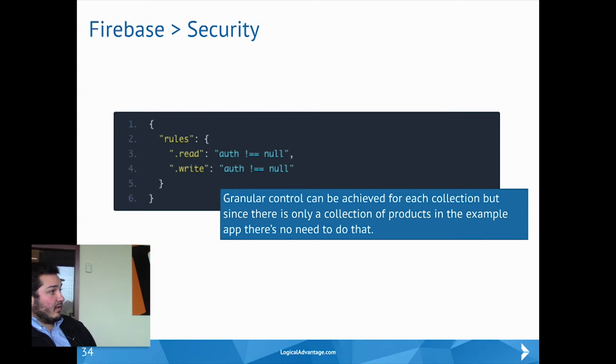Like I was saying earlier, granular control can be achieved for each collection, but since there's only one collection of products in the example, there's really no need to specify. I did, but I didn't need to. This would have worked just fine.